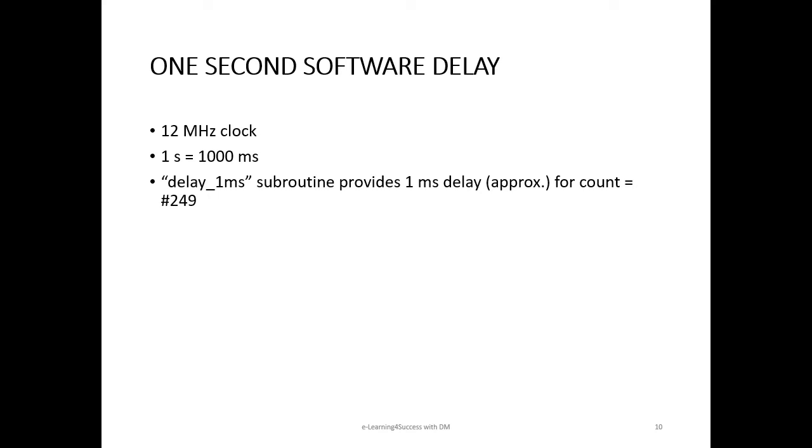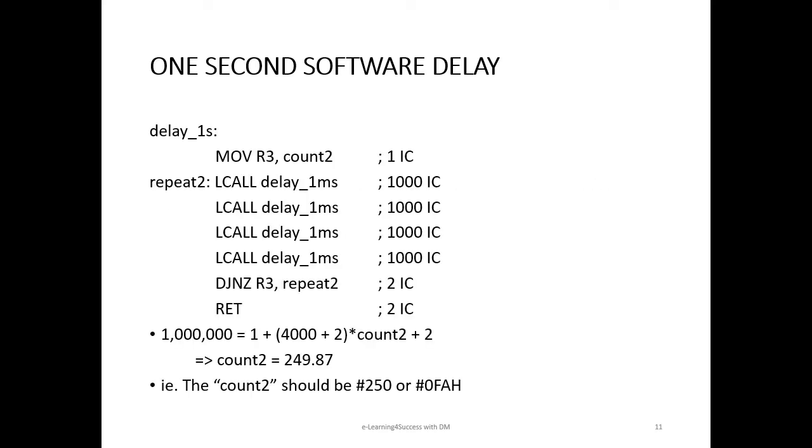For this we will write a new subroutine, delay1s. In this subroutine we will call the already defined delay_1 millisecond subroutine several times in order to generate the 1 second time delay. Count2 is the counter variable used here.